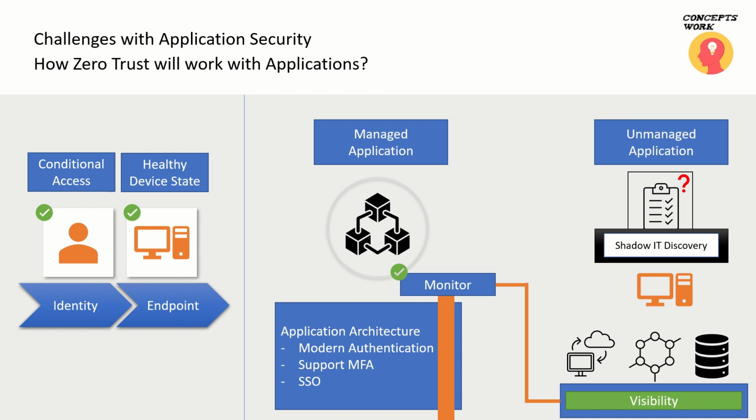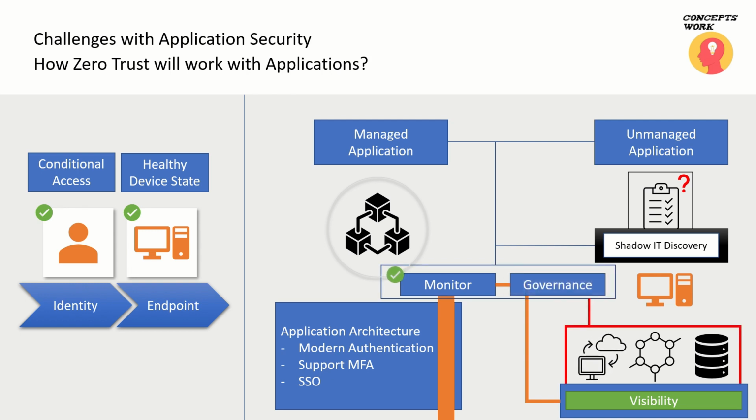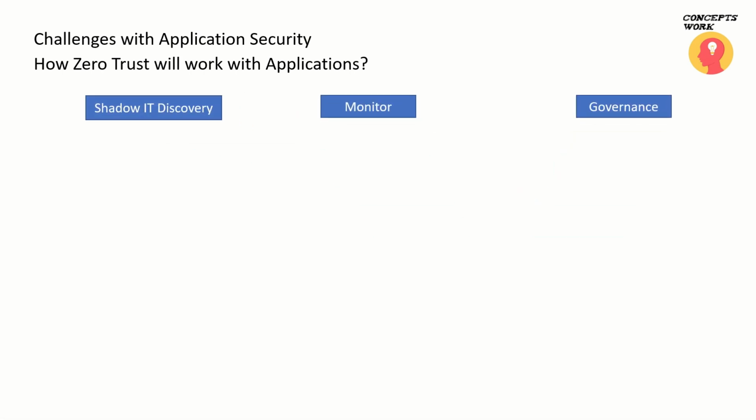But think about it like this. Is only monitoring of both types of application by any chance going to help you achieve the required security posture? The answer is no. You have to make sure that you have the appropriate governance actions in place as well, to make sure that only secured applications are used, right? Now let's understand these three different categories, which start from shadow IT, then monitor, and then governance.